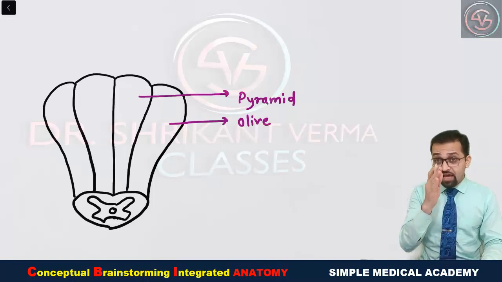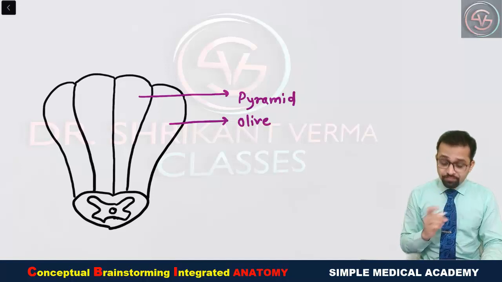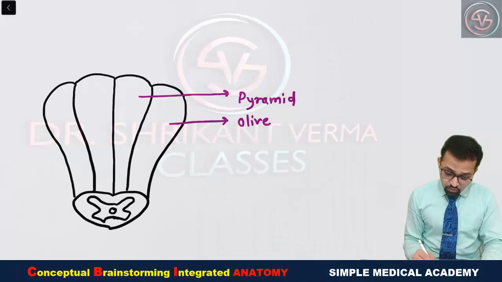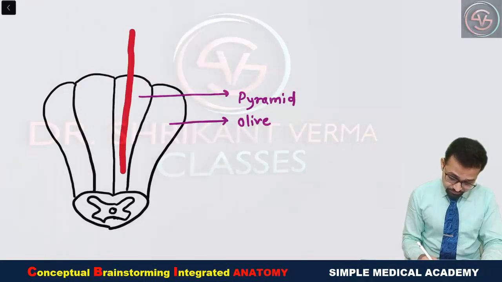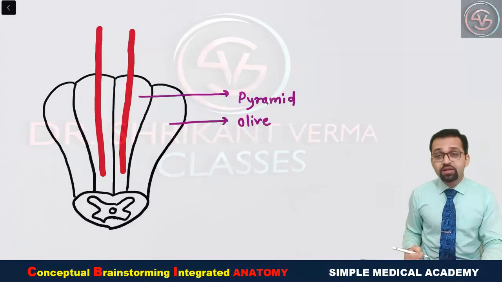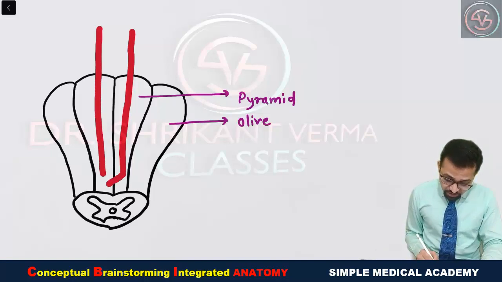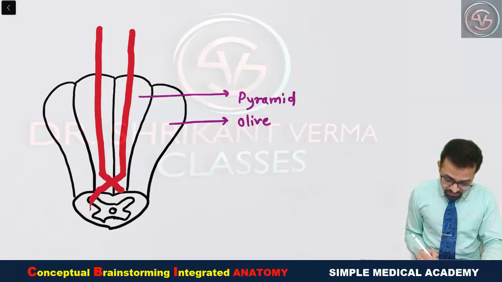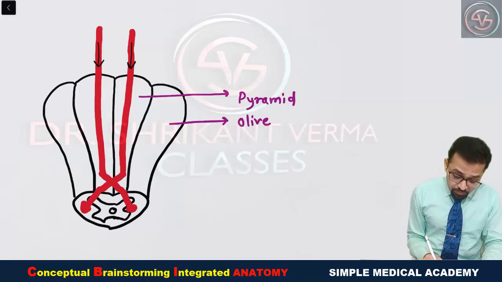Now the descending tracts are coming down and passing through the medulla. So the tract which passes through the pyramid, can you see, is known as the pyramidal tract. These pyramidal tracts cross at the lower part to the opposite side, and the maximum number of fibers reach the lateral side of the spinal cord. So these tracts which come from above to down are motor tracts passing through the pyramid. That's why they are known as the pyramidal tract.